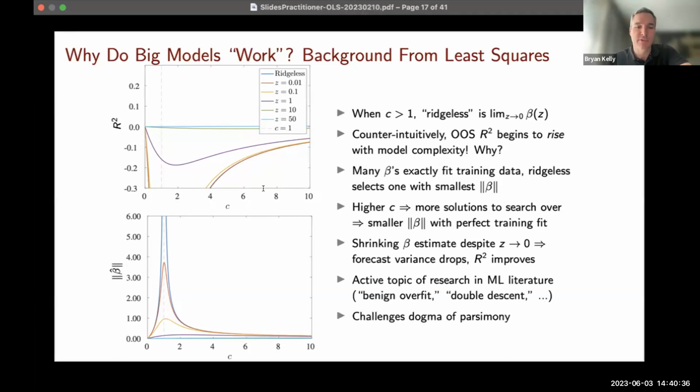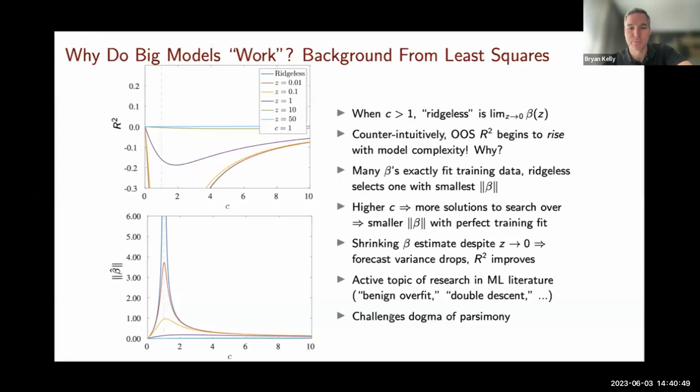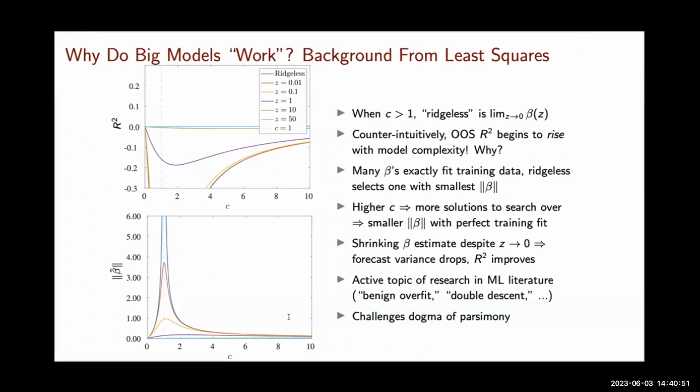Okay, so this is an active topic in statistics literature. It falls under the heading of benign overfit or double descent. You'll hear those phrases a lot. But the point is, the surprising feature here is that as we increase model complexity, right, we have improving performance of these models in a predictive sense.